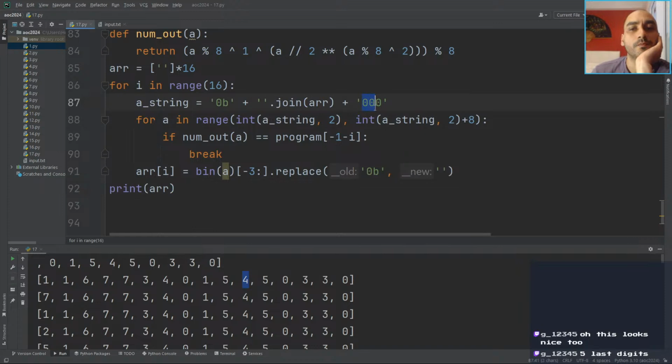Oh, it's because it's getting rid of the zeros, isn't it? So sometimes we need to pad. Hang on. So we find the value of A. That's an int. It's binary A.